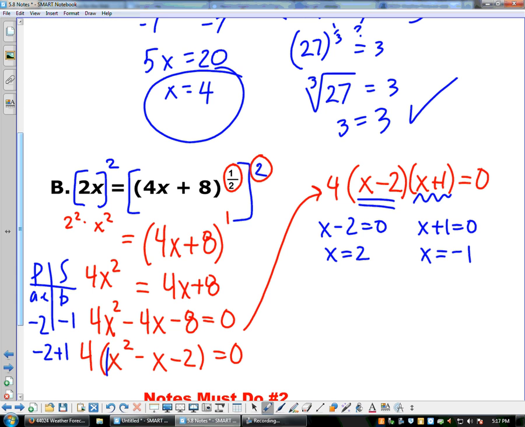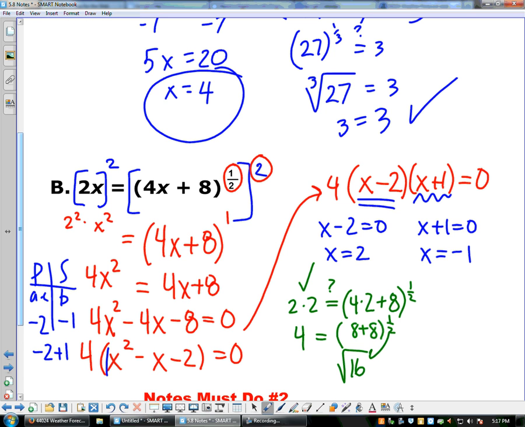So let's check 2 first. So 2 times 2, again plugging in the original, is that equal to the quantity 4 times 2 plus 8 raised to the 1/2 power? Well, is 4 equal to 4 times 2 is 8, 8 plus 8 is going to give me 16. So is the square root of 16, because that's what a 1/2 power is, equal to 4? Yes, that works. So that answer is good.